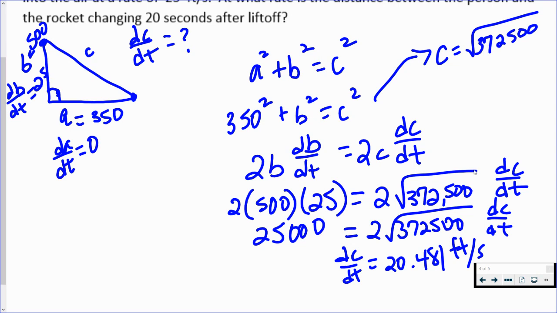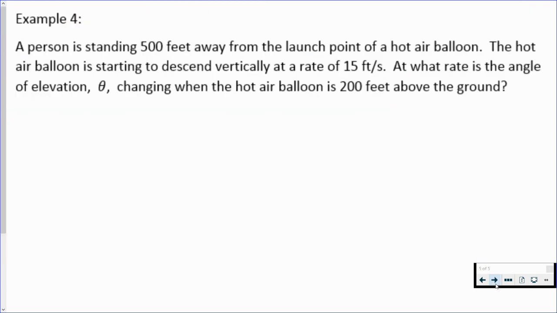All right. These are a pretty common type of problem, so making sure that you're good with drawing a triangle and knowing where everything fits can be very important. There's also another type with a right triangle where you may have to look at an angle, and that's the type we're going to look at next.